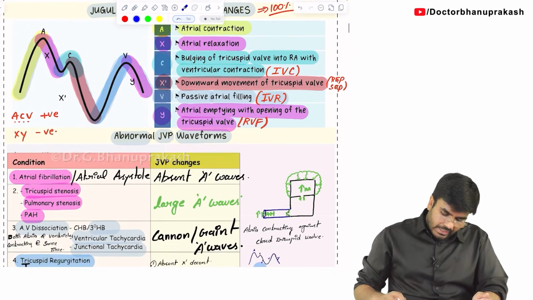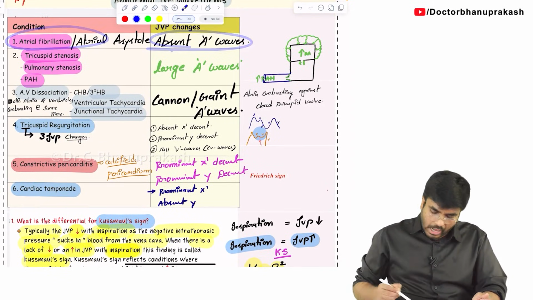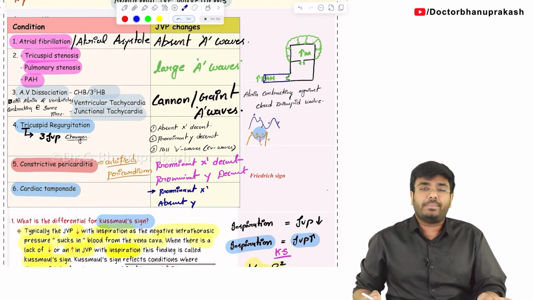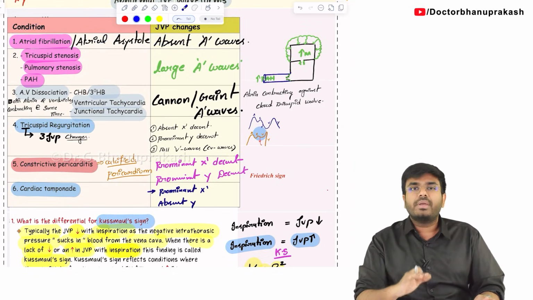Next, in abnormal JVP, they will always ask: absent A waves are seen in atrial fibrillation. Absent Y is seen in cardiac tamponade. Cardiac tamponade, absent Y. Okay, so these two are very, very important. So with this, we have completed the whole JVP.